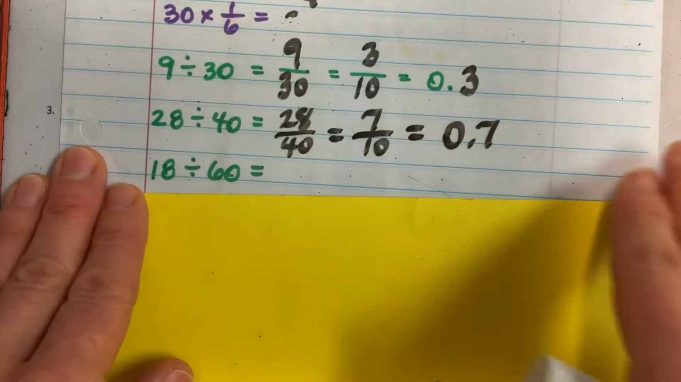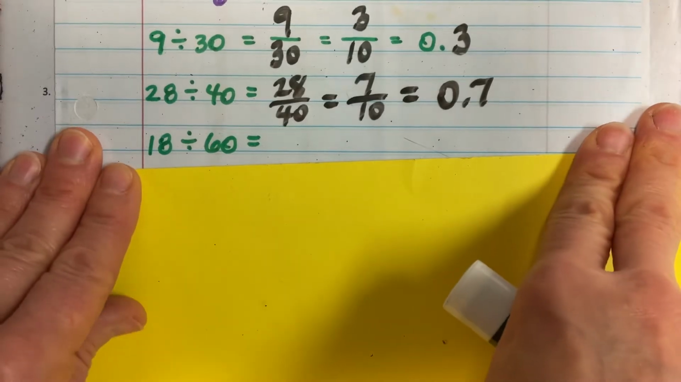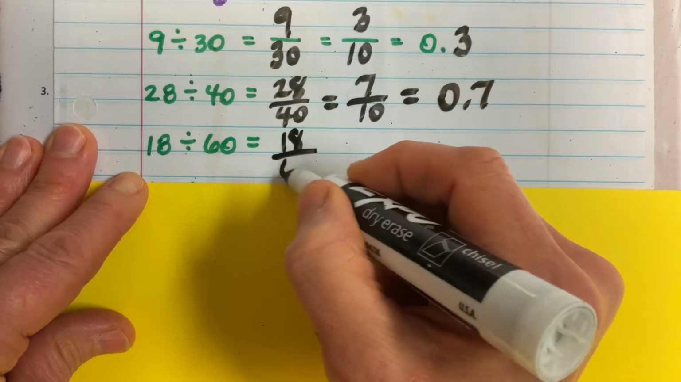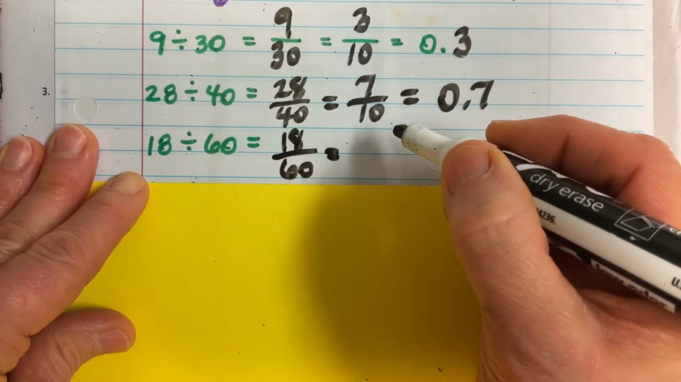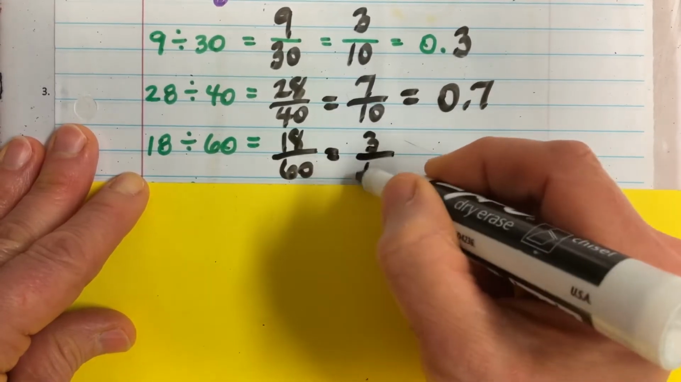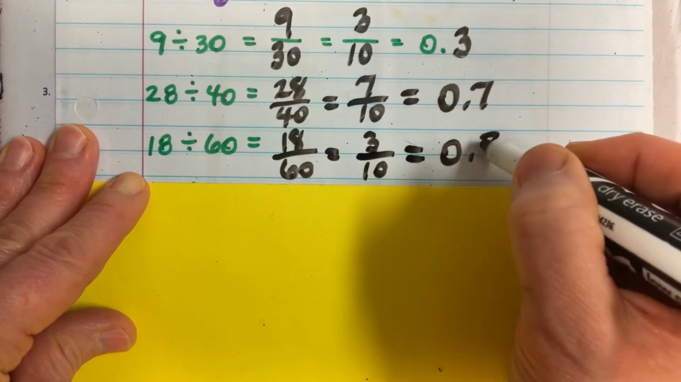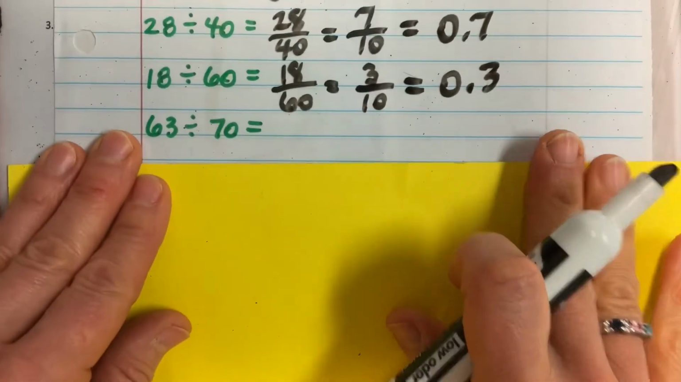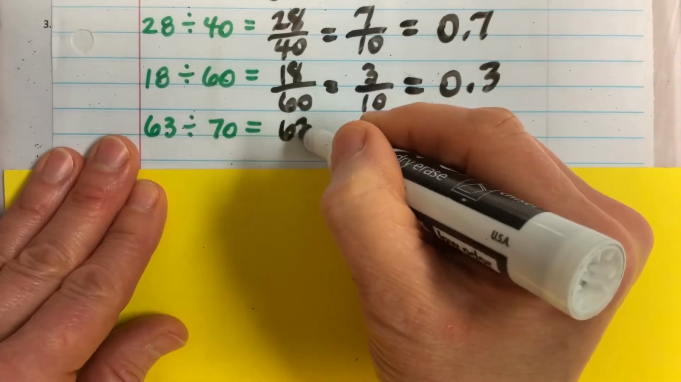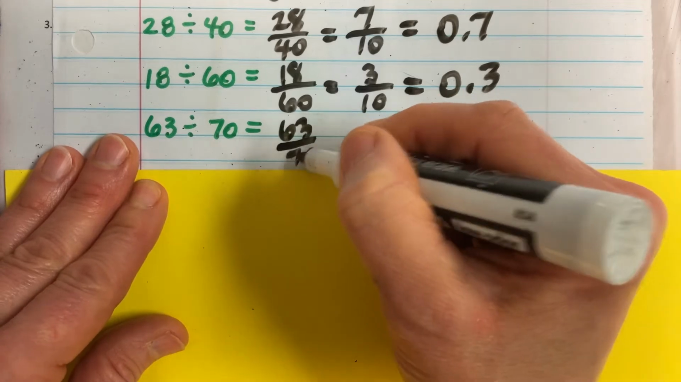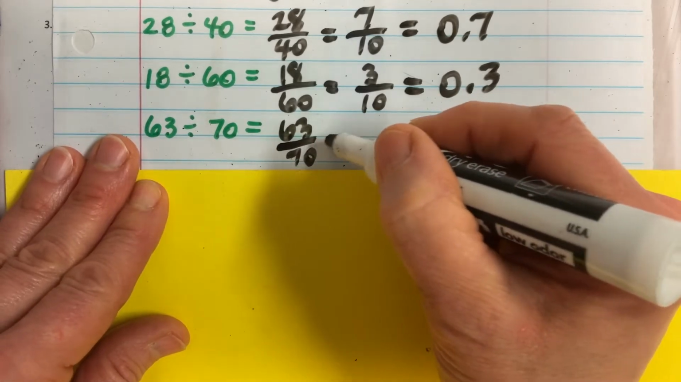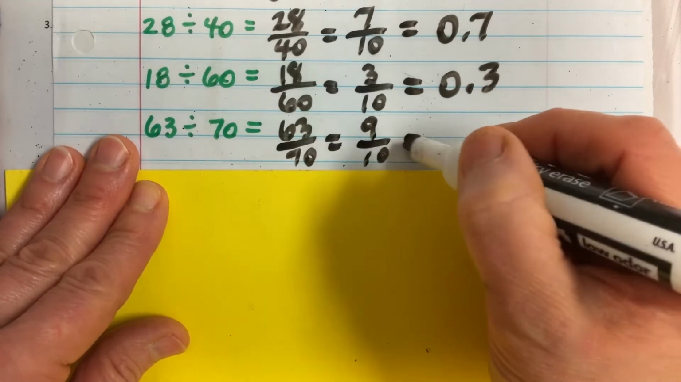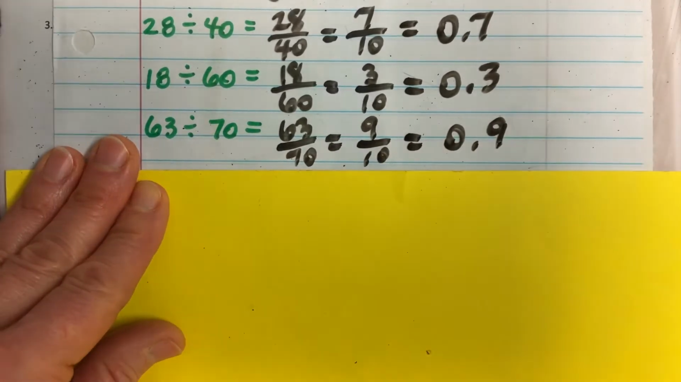Next one, 18/60ths. You can pause and try this by yourself if you'd like. Okay, 18 divided by 60. Simplify, please. You divide by 6, which would be 0.3 again. Okay, last one, 63/70ths. What would I divide by here to simplify? I could divide by 7 on top and bottom, which will give me 9/10, which is 0.9.